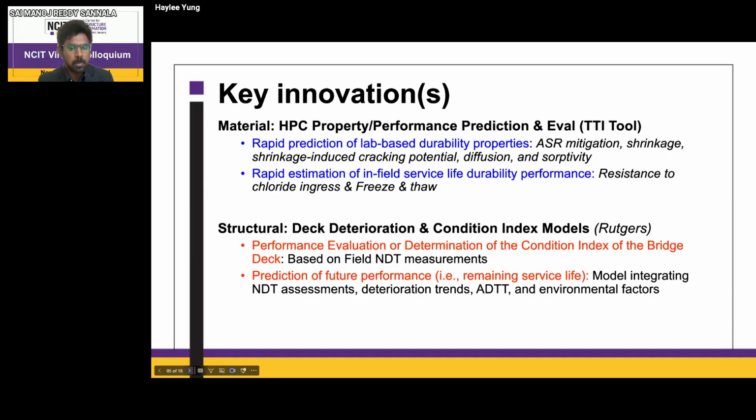The second part, the structural part, is a deterioration and condition index model, which will be handled by Rutgers, where the structural capacity of the bridge will be assessed through NDT techniques. It is going to predict the performance of the bridge by integrating the material properties from the TTI tool and giving the results of extended lifespan of the bridge. Next slide.